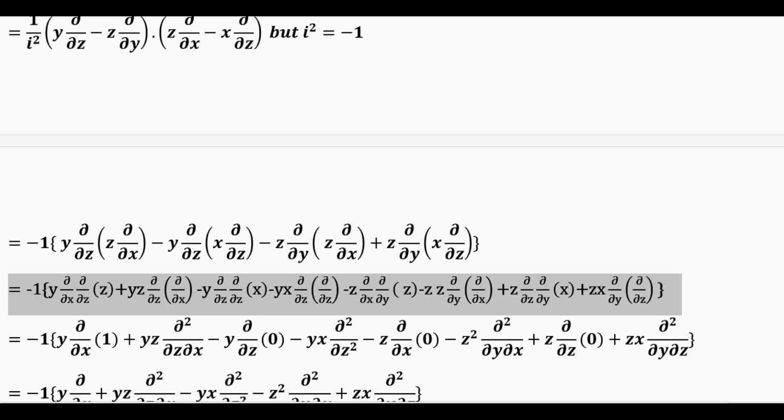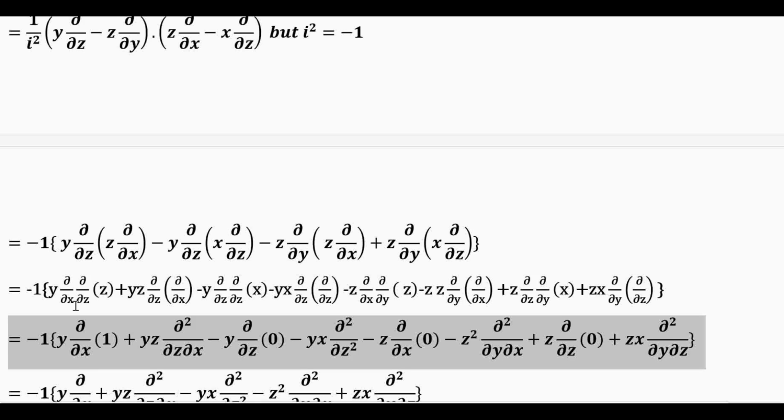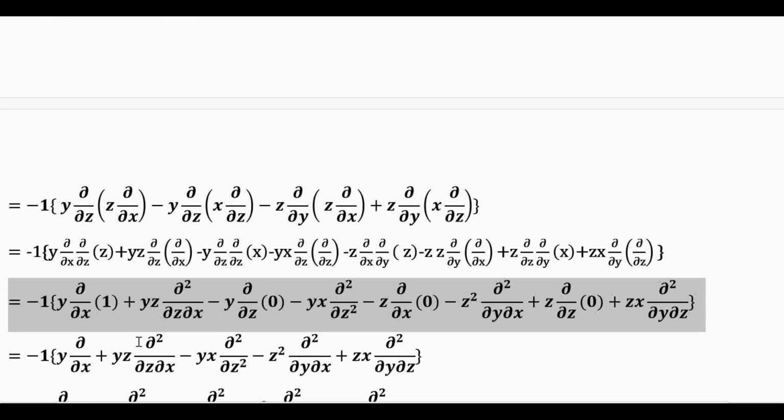Now you have to understand how I get these values. Look at the first term, y ∂/∂x into ∂z/∂z, which is equal to 1. You can also say ∂z/∂z cancelled, therefore 1. Or else you can say that ∂/∂z of z is equal to 1. So this term becomes y ∂/∂x of 1, or rather y ∂/∂x multiplied by 1. Then the second term, yz: now you have ∂ multiplied by ∂, so it becomes ∂ square, and then you have ∂z by ∂z multiplied by ∂x, so it becomes ∂z multiplied by ∂x.